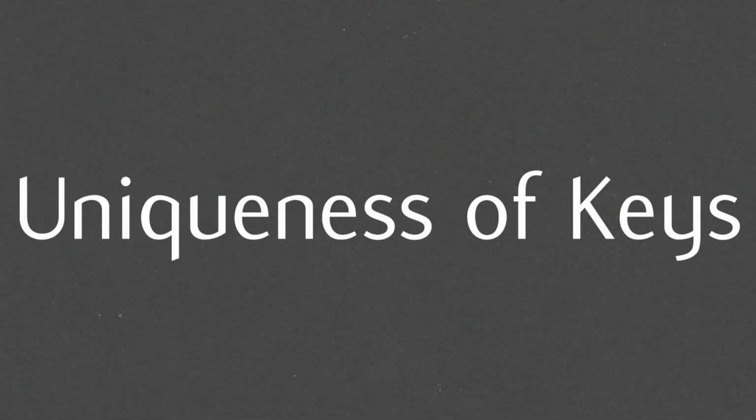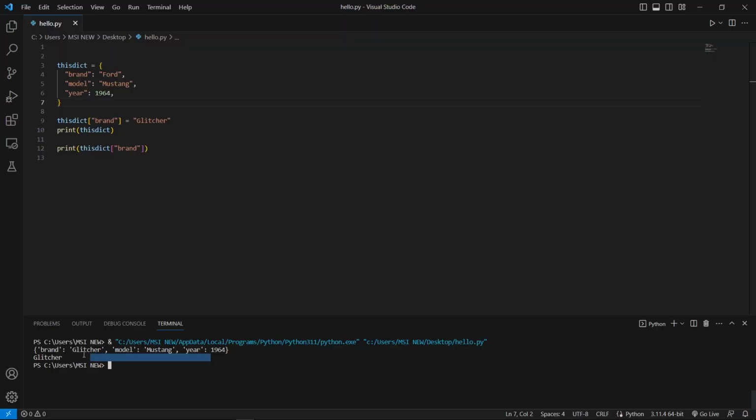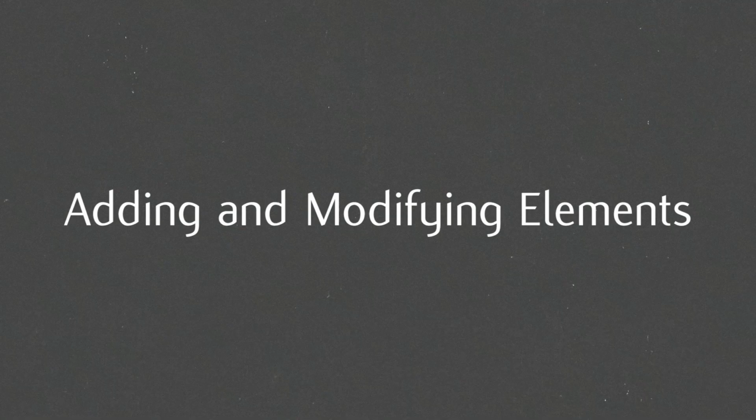2. Uniqueness of keys. Dictionary keys must be unique. If you assign a new value to an existing key, it will update the value associated with it. If you try to duplicate a key, it will override the existing value. 3. Accessing values. You can access the value associated with a specific key by using square brackets and providing the key.